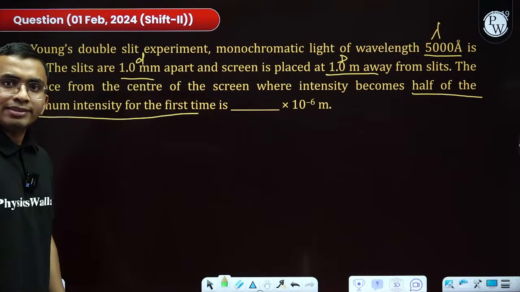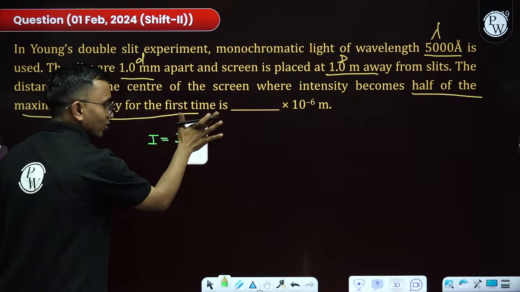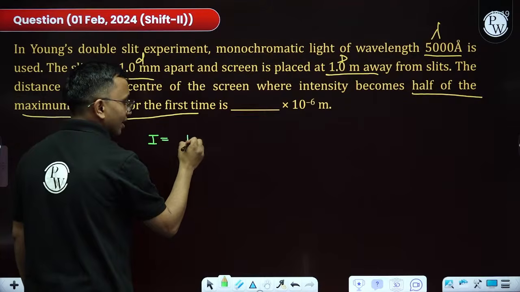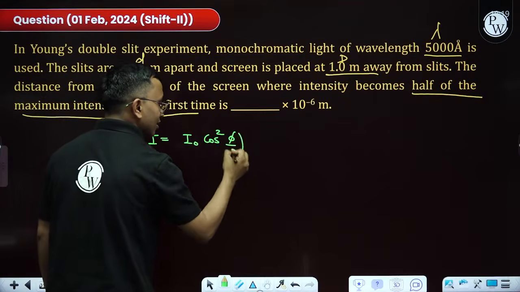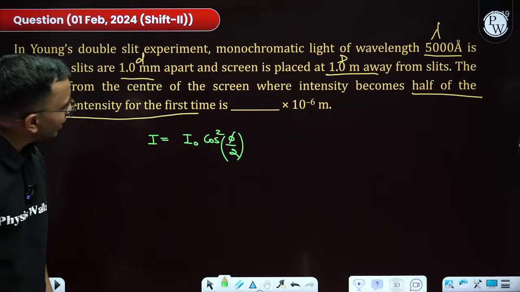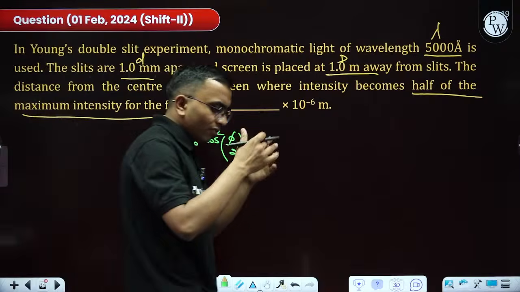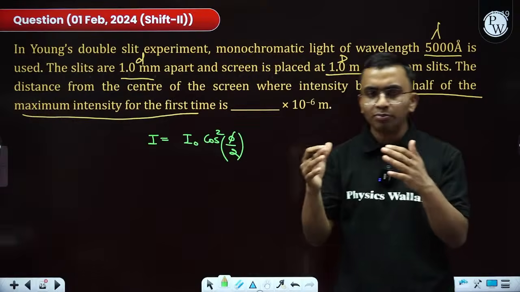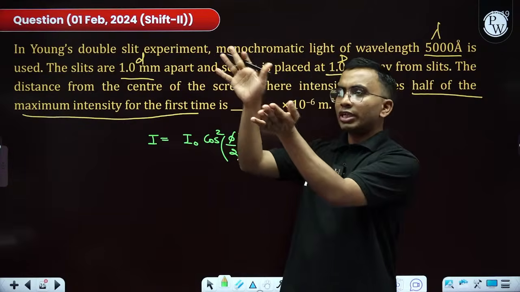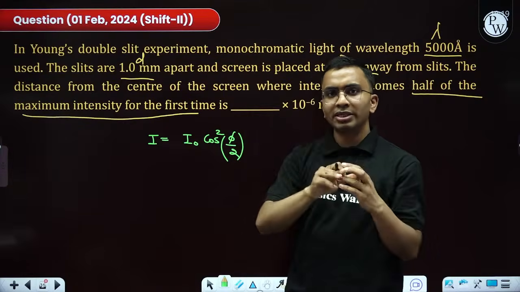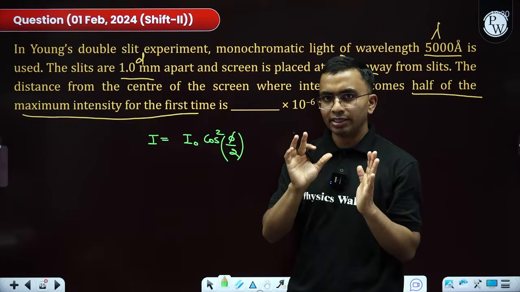How do we write the intensity? I max, or we write I is equal to I naught into cos square phi by 2 in Young's double slit experiment. How did we get this formula, by the way? This is my maximum intensity. We know maximum intensity is equal to root of I1 plus root of I2 whole square. I naught is my maximum intensity. If you consider individual intensity I and I, maximum intensity will become how much? 4 of I. Okay, maximum intensity.